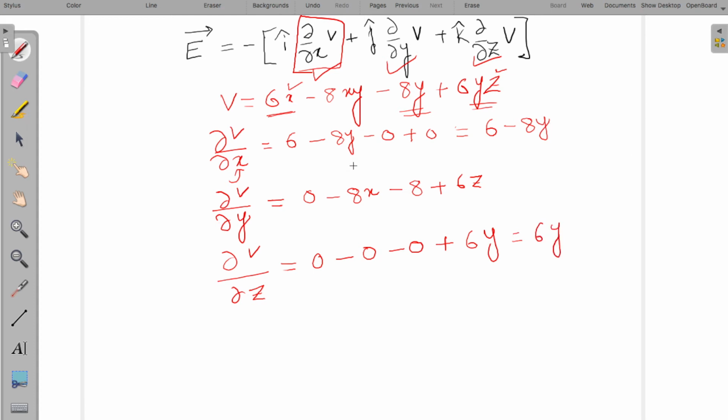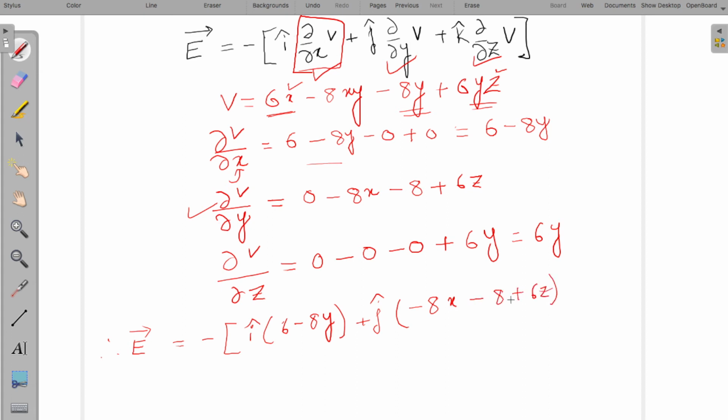If we put all these values into the equation, therefore we will get the value of electric field intensity: minus i cap del v del x, 6 minus 8y, right? Next term, plus j cap del v del y, del v del y value is minus 8x minus 8 plus 6z. What will be the last term? The last term will be 6y k cap, right?